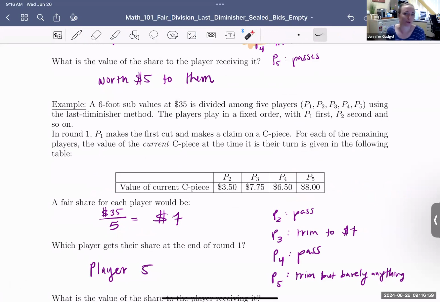So those are really our two examples, two things that we could ask you to present and exemplify that you understand the last diminisher concept. So give those a go in the homework. Hopefully they go a little smoothly. If you need help, always reach out. And yeah.